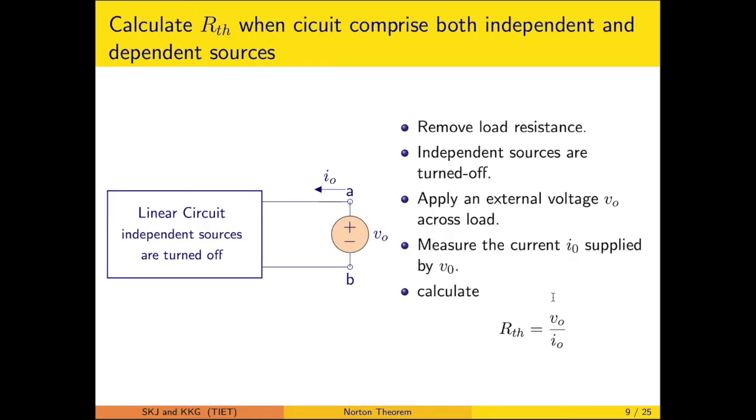Now when the circuit involves both independent and dependent sources, the steps are likewise. First, remove the load resistance. Independent sources are turned off. This particular procedure is known to us, that the voltage sources are short circuited and the current sources are open circuited. When the circuit is involving dependent sources, then their effect can only be counted if there is a source of energy, because the dependent source value depends on the current or voltage of the other branch or element.